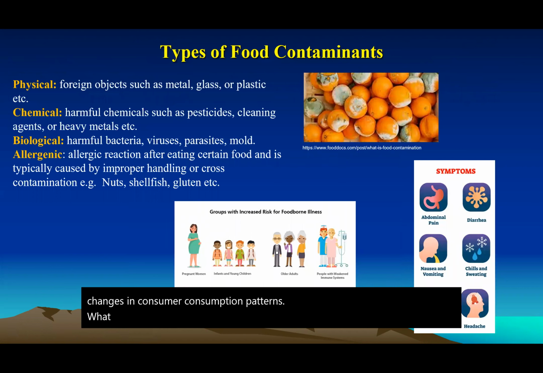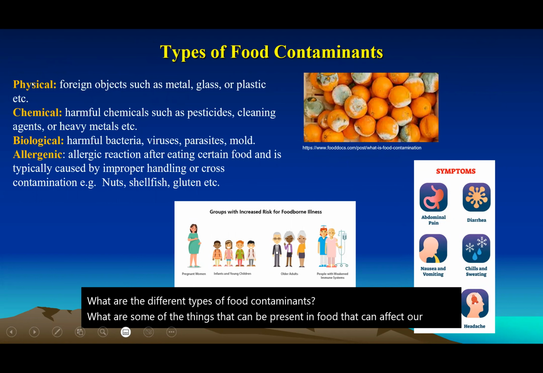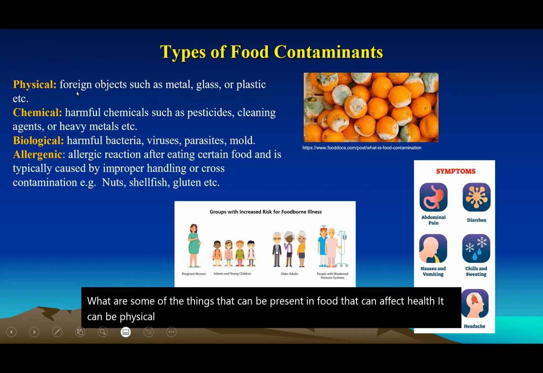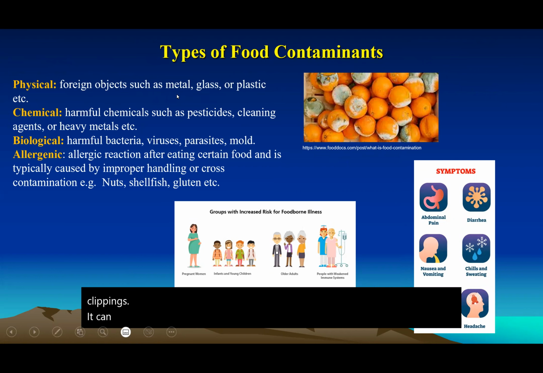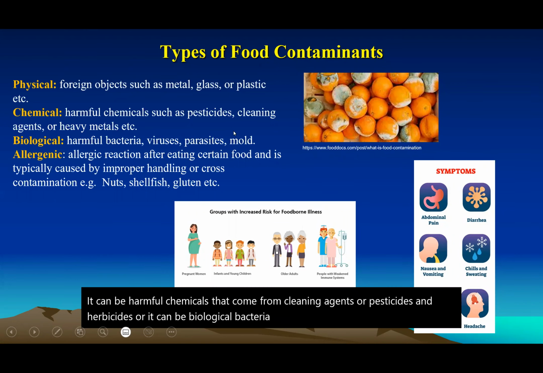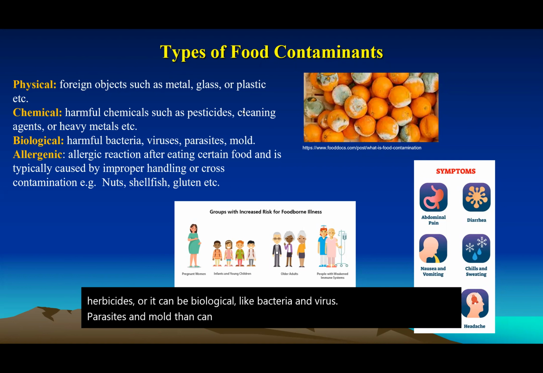What are the different types of food contaminants? What are some of the things that can be present in food that can affect our health? It can be physical contaminants, like pieces of metal or glass or hair, band-aid, nail clippings. It can be harmful chemicals that come from cleaning agents or pesticides and herbicides. Or it can be biological, like bacteria and virus, parasites and mold that can populate our food. And also allergenic substances that can cause an allergic reaction.